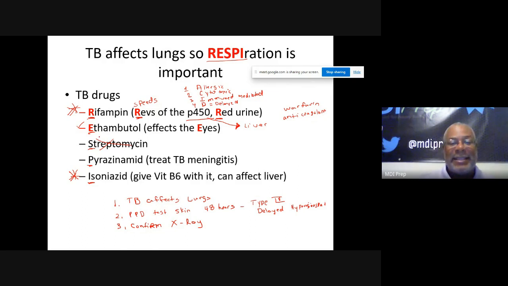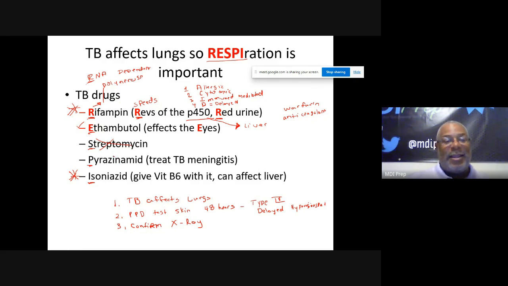Now, mechanism of action, rifampin. Think about the letter R. This R means RNA-dependent polymerase. All this means is that rifampin targets RNA. So with rifampin, remember everything R. It revs up the P450. It causes a red-orange urine. And its mechanism of action is that it basically inhibits the RNA-dependent polymerase. Everybody got that?